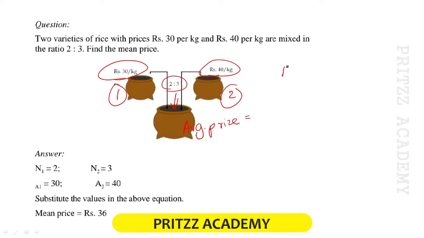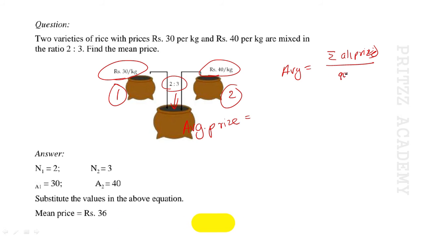So how do we calculate the average? The formula is the summation of all prices upon quantity. That's how we calculate it. So what we have to do is multiply this 30 rupees per kg into 2x plus 40 rupees into 3x.